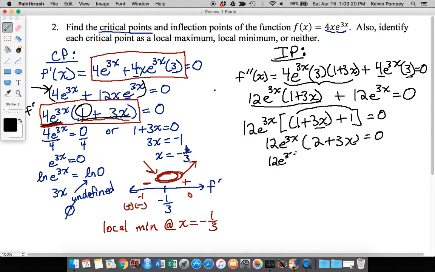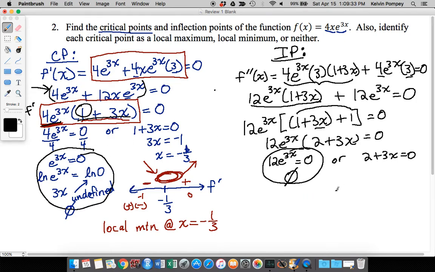Two things that multiply together to give you 0, one of them has to be 0. We set them both equal to 0 to give out all of our possible solutions to the equation. This one, again, just like over here, does not have a solution, right? So my only solution is going to come from 2 plus 3x equals 0. I subtract 2 from both sides, divide both sides by 3. I get x equals negative 2/3. This is a candidate for an inflection point.